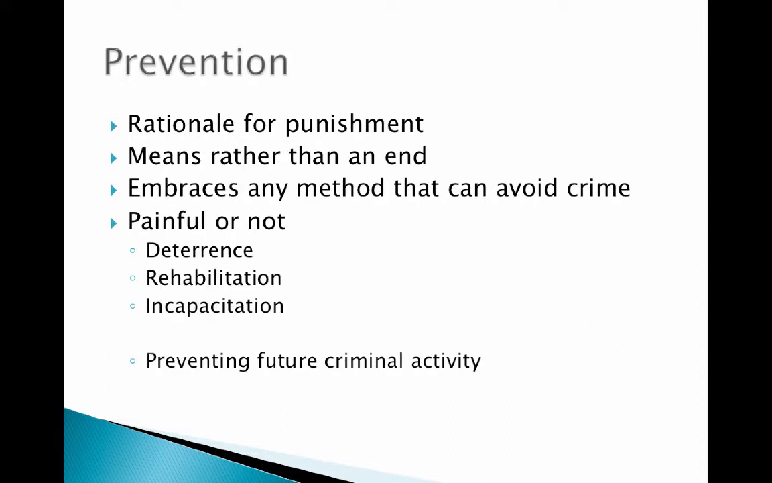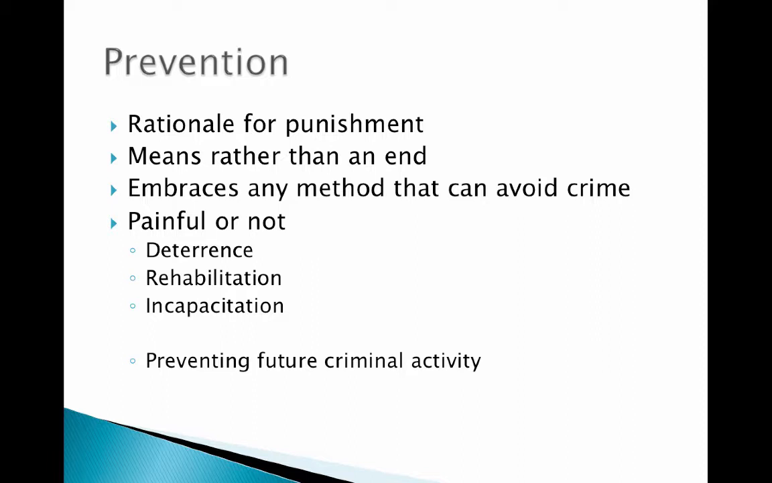If you look at punishment as prevention, the rationale is that it's a means rather than an end, and it embraces any method that can avoid crime. The idea is deterrence, and in order for deterrence to happen, the punishment has to be swift, severe, and certain. Swift, meaning the person needs to be punished pretty quickly after the act has been committed; severe enough that they don't want to do it again; and certain, meaning there must be certainty that they are going to be caught. That's why deterrence tends to not work well: most people don't believe that they'll be caught for their crimes, and therefore they don't believe that they'll have to suffer the consequences.